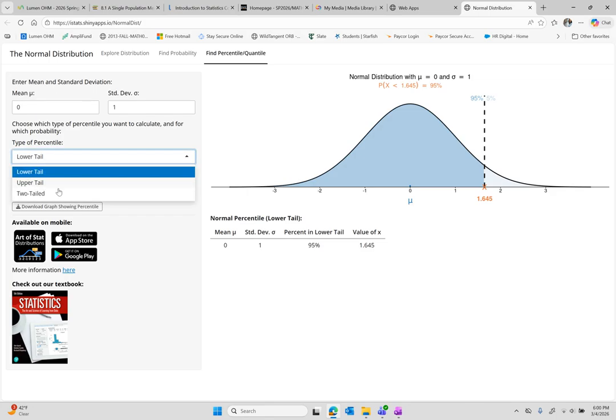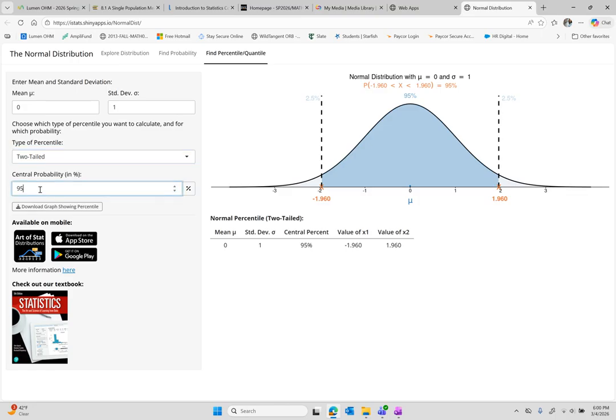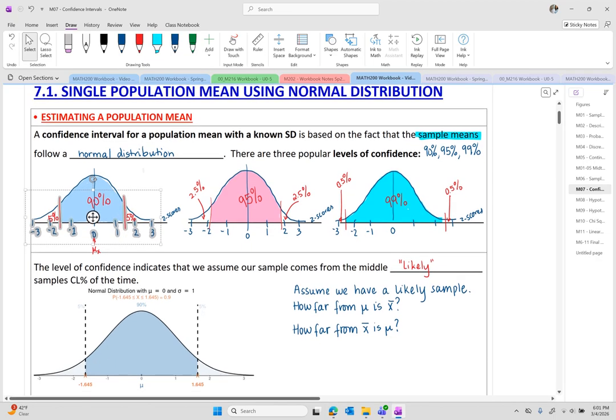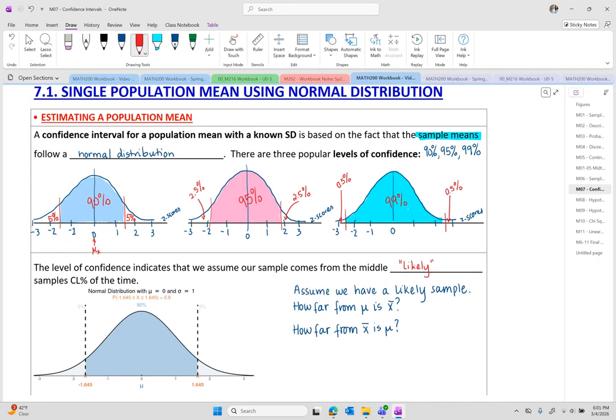So for the percentile, I'm going to do a two-tailed interval, and I want 90% of that to be in the center. And you see here that the two z-scores that are symmetric about the mean are 1.645 away from the mean. So the bounds of the confidence interval for 90% are 1.645 standard deviations to the right and -1.645 standard deviations. That is 1.645 standard deviations to the left.